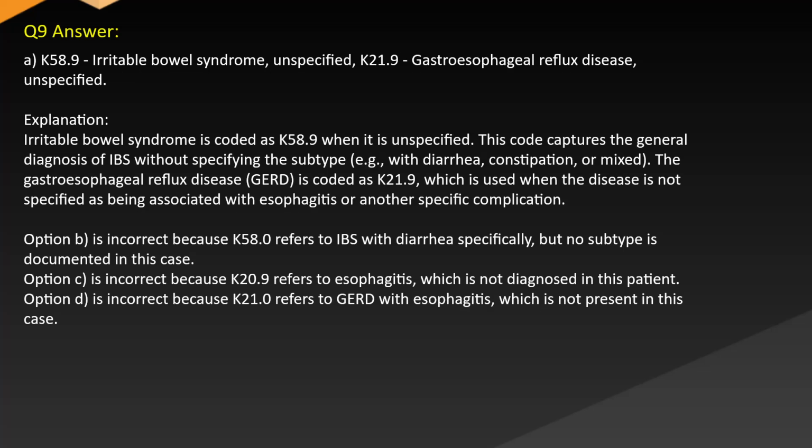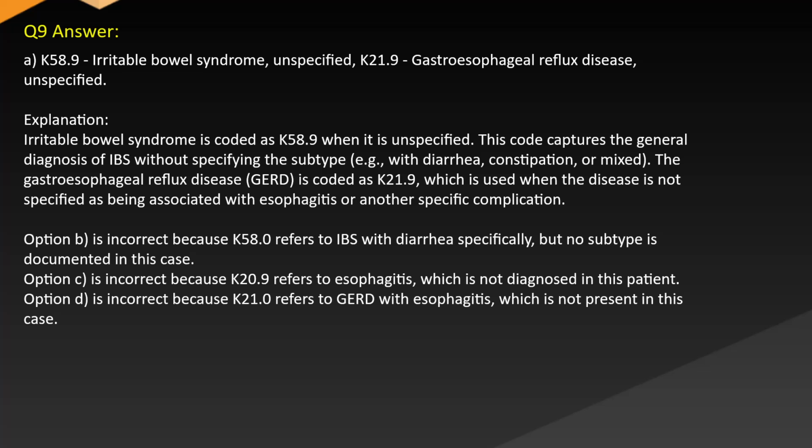Answer A. K58.9, Irritable bowel syndrome, unspecified; K21.9, Gastroesophageal reflux disease, unspecified. Explanation: Irritable bowel syndrome is coded as K58.9 when it is unspecified. This code captures the general diagnosis of IBS without specifying the subtype, such as with diarrhea, constipation, or mixed. GERD is coded as K21.9 unless the disease is specified as being associated with esophagitis or another specific complication.